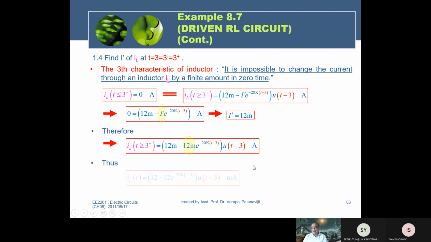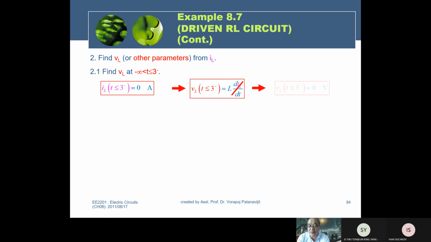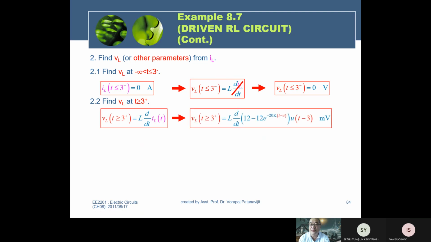Check first whether it is a driven or a source-free circuit. If it's driven, you use these four steps to compute them. If it's source-free, it's much easier. Now, IL for time greater than 0 equals 12 minus 12 e power minus 20k (t minus t0). If the questions ask you for other parameters such as VL, you derive them from IL. For time less than 0 it is very easy because there is no source, no voltage. Therefore IL equals 0, and VL equals 0 too during that time. But VL for time greater than 0, you must compute from IL.